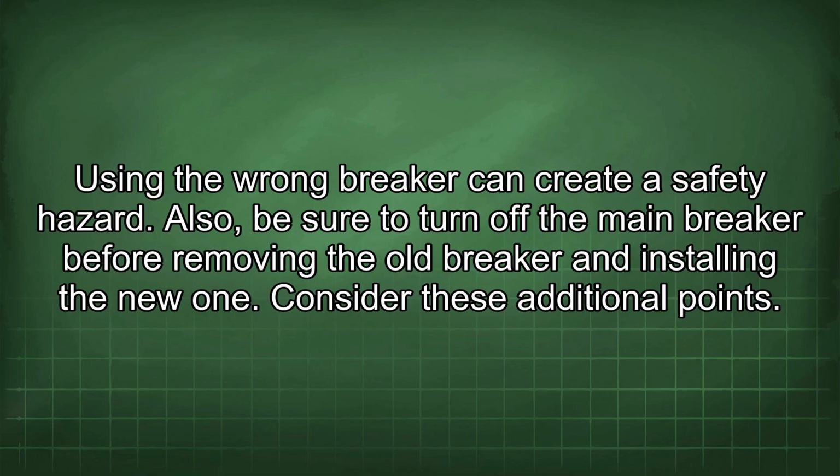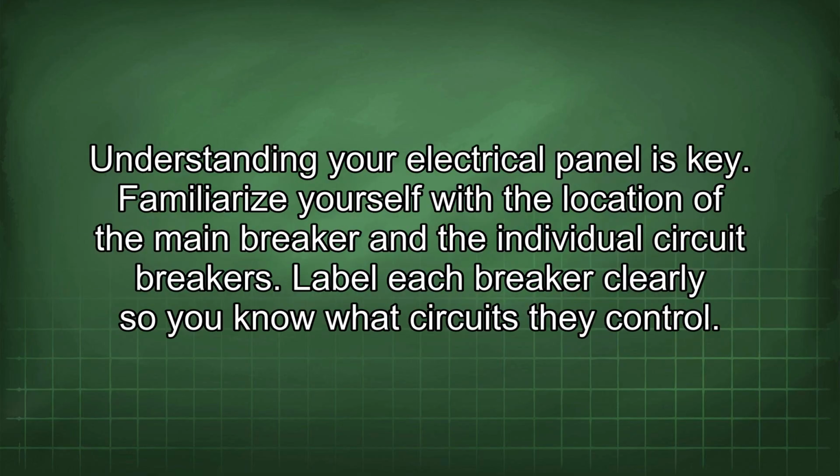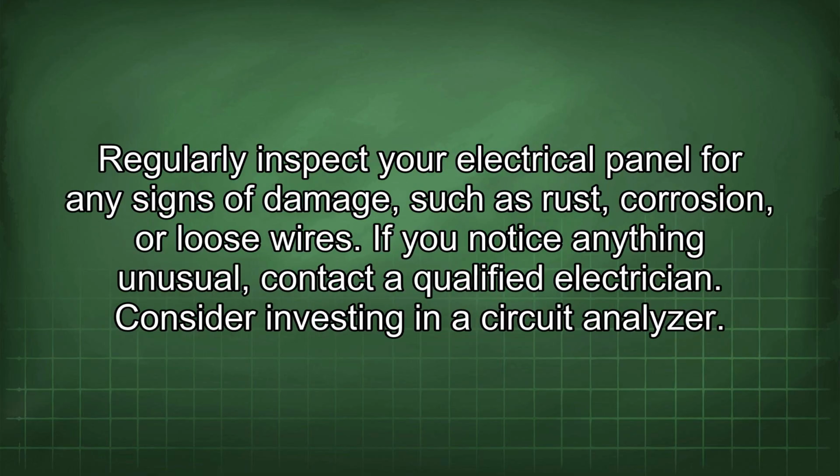Consider these additional points. Understanding your electrical panel is key. Familiarize yourself with the location of the main breaker and the individual circuit breakers. Label each breaker clearly so you know what circuits they control. Regularly inspect your electrical panel for any signs of damage, such as rust, corrosion, or loose wires. If you notice anything unusual, contact a qualified electrician.